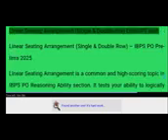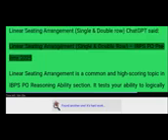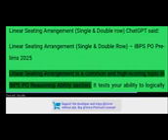Linear seating arrangement, single and double row, IBPS FO prelims 2025. Linear seating arrangement is a common and high-scoring topic in IBPS FO reasoning ability section. It tests your ability to logically deduce positions of people or objects arranged in a linear format, based on a set of conditions.